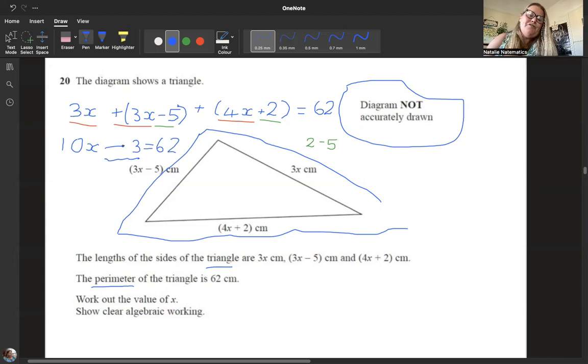So we've got a minus 3 here. I want to take that over to the side and it becomes a positive 3, add 3. So we've got here 10x is equal to 62 add 3.